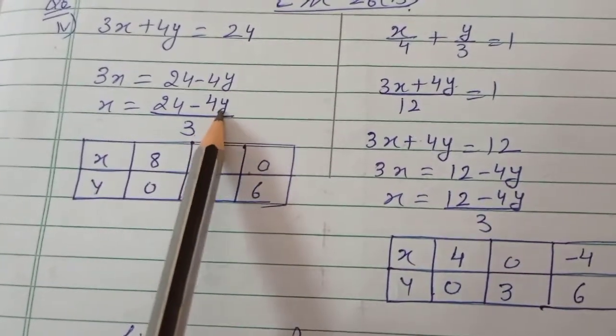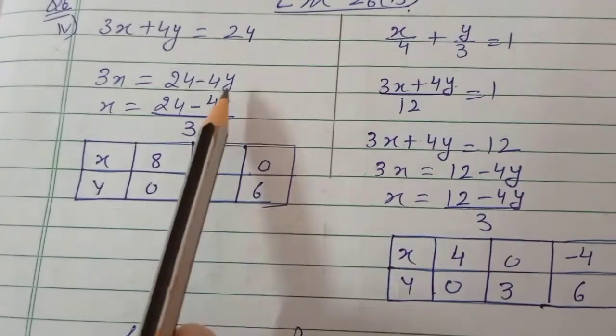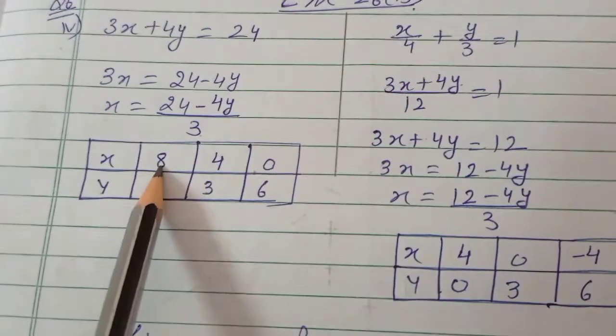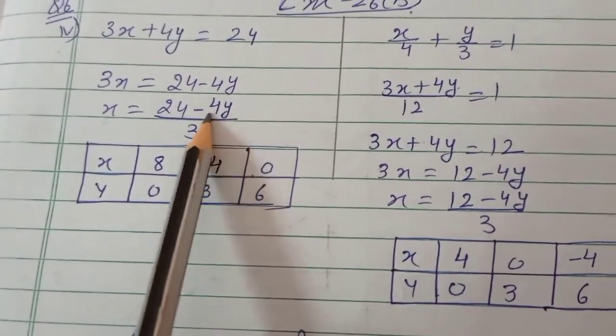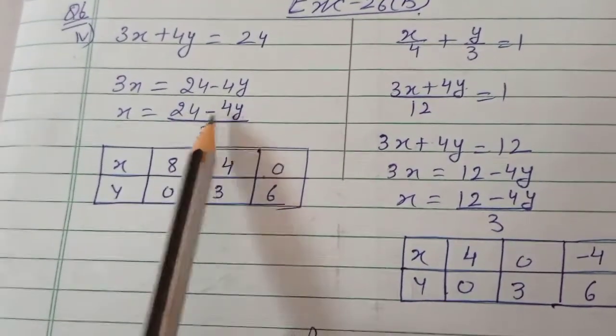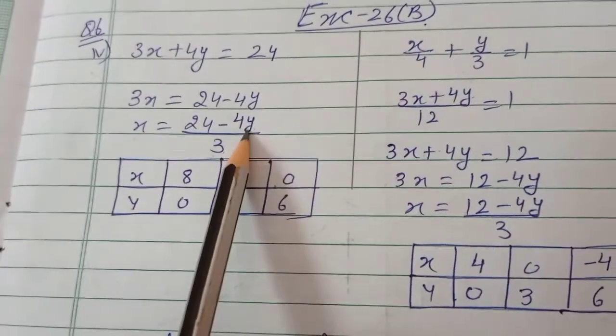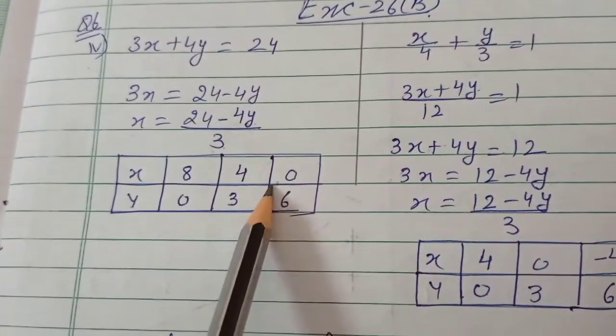So select the values. I took y as 0. The whole term will become 0. 24 divided by 3 will be 8. Then I took y as 3. 4 threes are 12. 24 minus 12 is 12. 12 divided by 3 is 4. Then I took y as 6. 24 minus 24 will be 0.